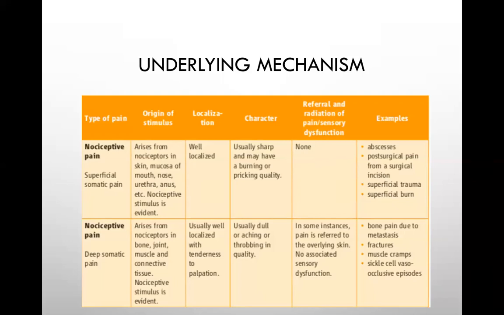And there's the deep somatic pain, which occurs from the bone, joint, muscles, connective tissue. It is a well localized pain with tenderness on palpation. Usually the character of the pain is dull, aching, throbbing. This can occur in examples of bone metastases, fractures, muscle cramps. Even in sickle cell vaso-occlusive episodes, you can see this kind of pain.